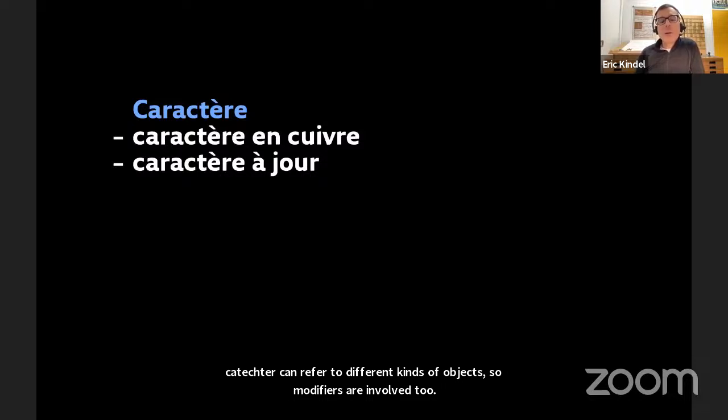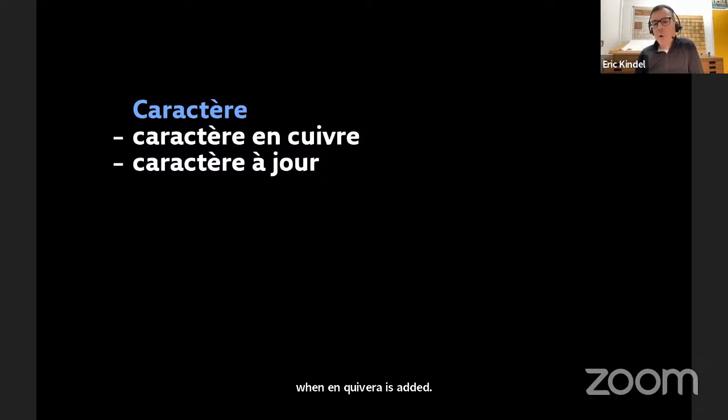When en cuivre is added, it generally implies a stencil, since stencils were almost always made of cuivre, that is to say, brass. À jour, which means cut out, literally of daylight, is unequivocal. It always means a stencil or at least a cutout letter. The earliest date I have for caractère à jour is 1730, and it continues in use today in some specialist contexts.